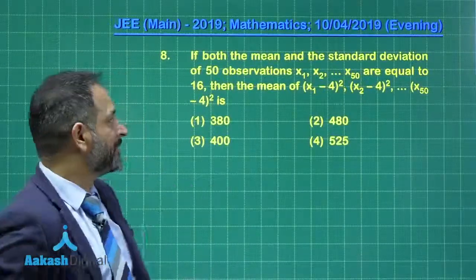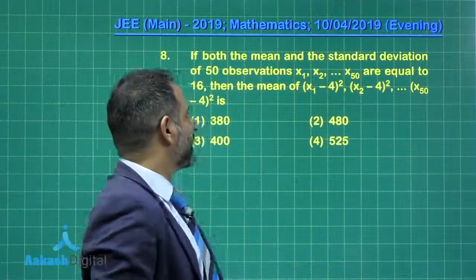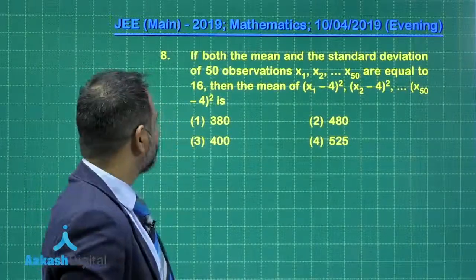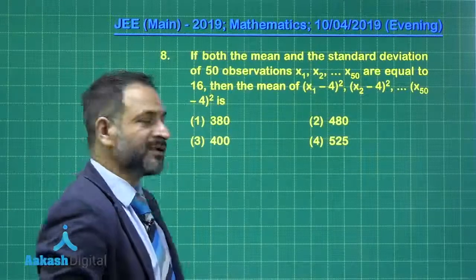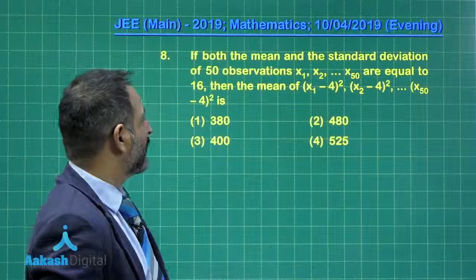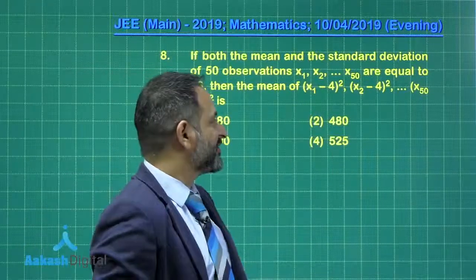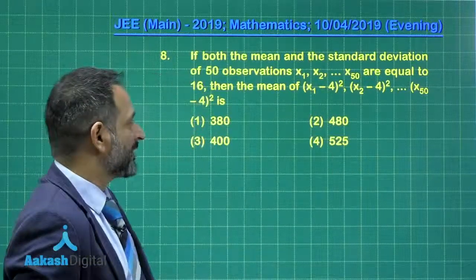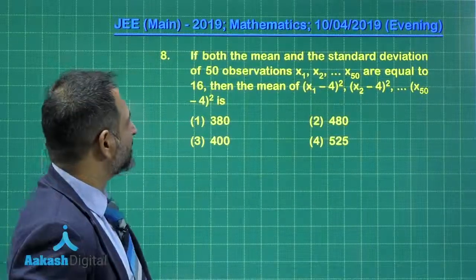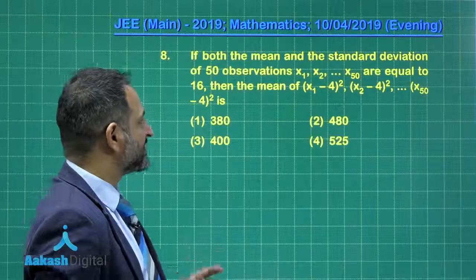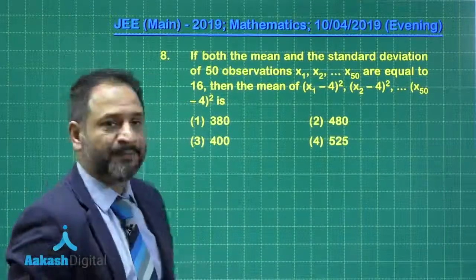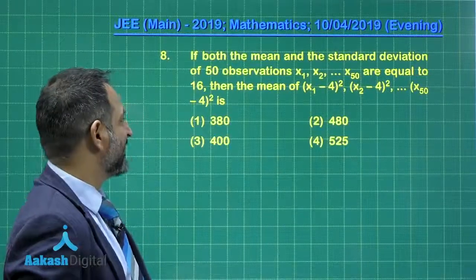The next problem is on stats, and it is given that the mean and SD, standard deviation, of 50 observations x1 up to x50 are equal to 16, then what is the mean of (x1 minus 4) whole square, (x2 minus 4) whole square, and so on. So, the problem is related to data, and we can see number of variables here, but if you write the data properly, you can see this is an easy problem.